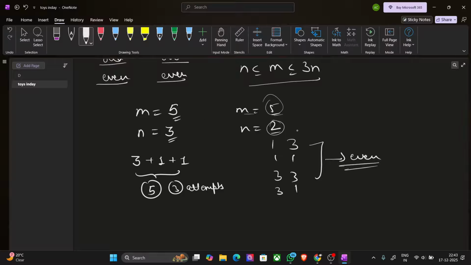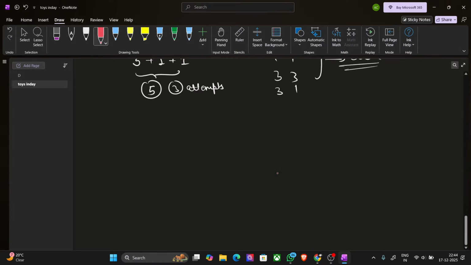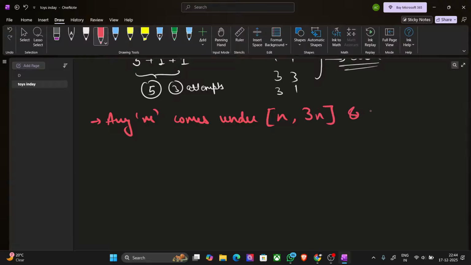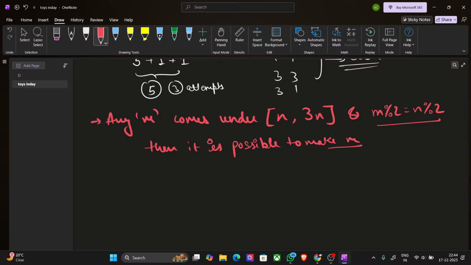So what we can say is that if we have any m which comes under the range of n comma 3n, and m modulus 2 is equal to n modulus 2, then it is possible to make m. Right. So let's look at the code for this problem.